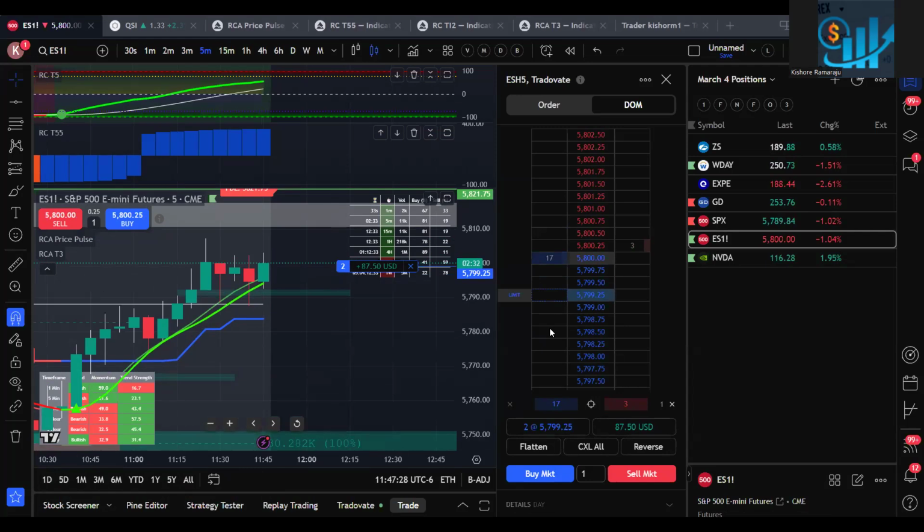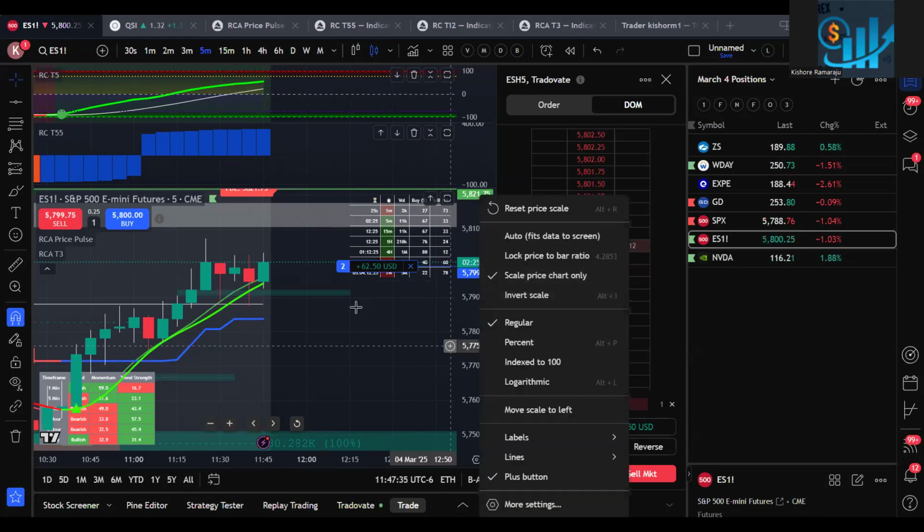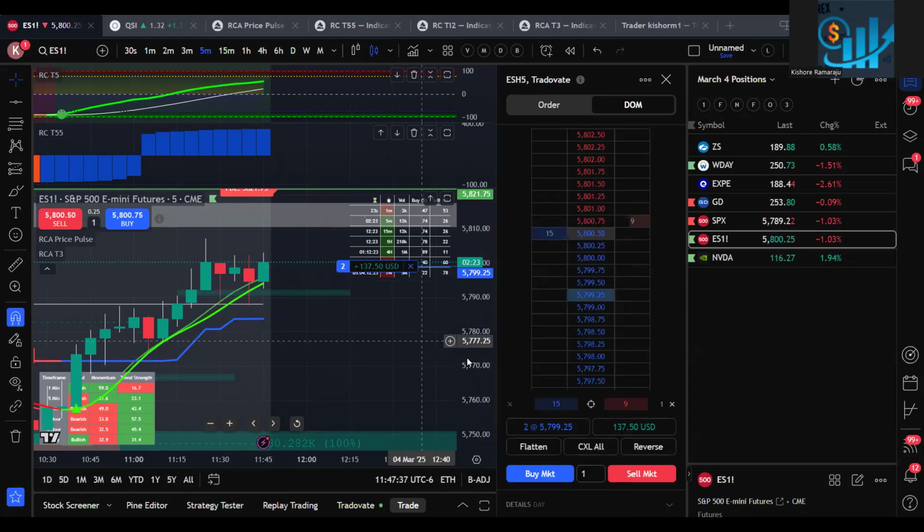Right, I went a little bit down because the candle will never just go up, right? It will always do a pullback. So I went a little bit down and put my order, and again it is going up.